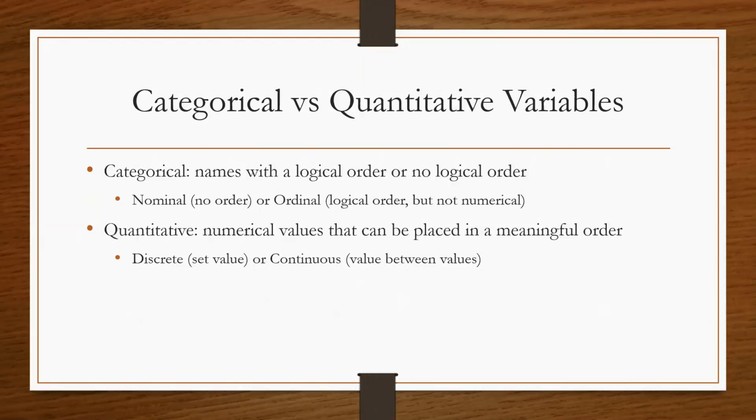Or continuous, where there's a value between values, where you could go out to the millionth bajillionth decimal point. An example of this could be height, weight. If you're measuring water, it could be in microliters. You can just derive it out many more places to get a more accurate number.